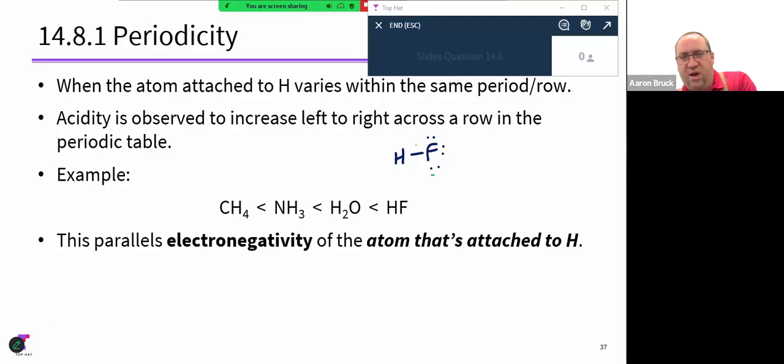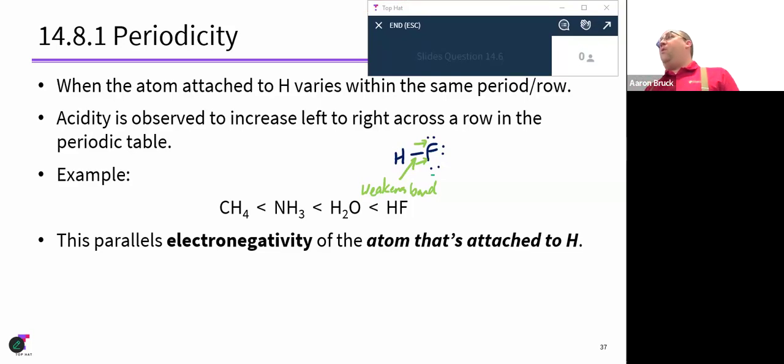So the electrons in this bond are going to migrate toward the fluorine, which makes this bond weaker. And a weaker bond is easier to break. So the more electronegativity that we have in that period, the easier it's going to be to break that bond because the electron density is already pushing itself in the direction away from the hydrogen, and it would just require less energy to break that bond as a result.